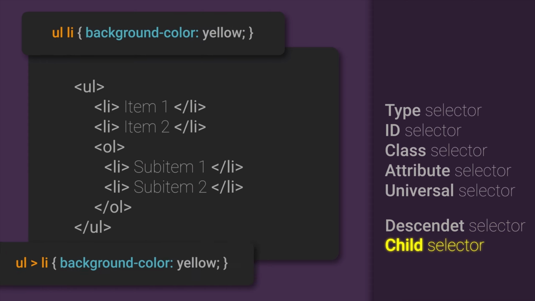On the other hand, with child selector, we can select only direct child or children of some specific parent element. So in our case, we want to select all child li elements for ul parent element. All subchildren elements will not be selected with this selector.